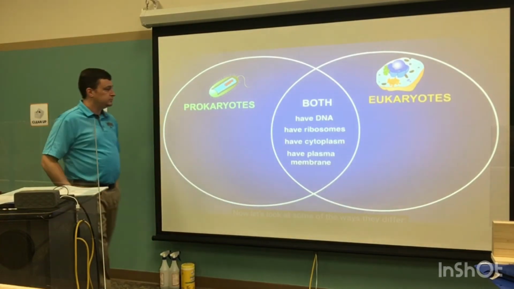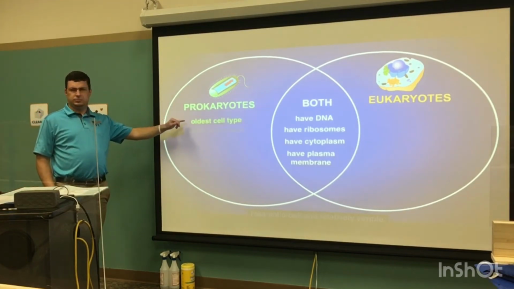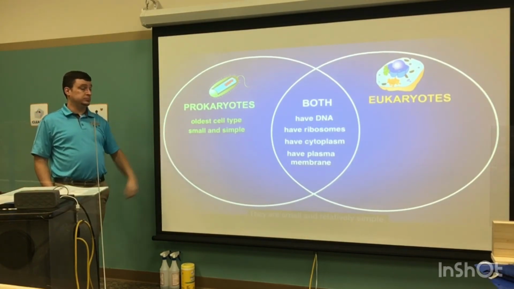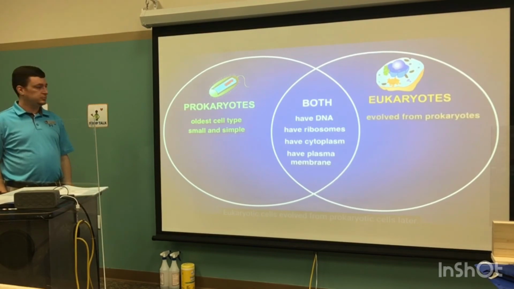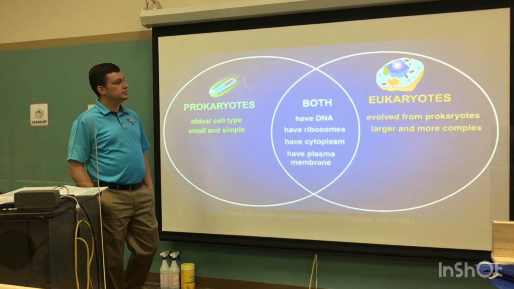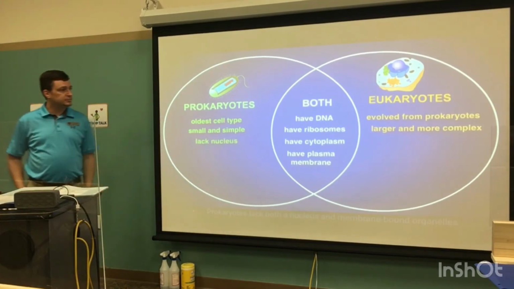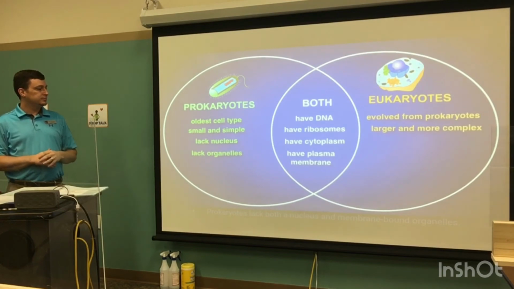All right. Now let's look at some of the ways they differ. Prokaryotic cells are the oldest type of cell. They're small and relatively simple. Eukaryotic cells evolved from prokaryotic cells later. They're larger and much more complex internally. Prokaryotes lack both a nucleus and membrane-bound organelles. Eukaryotic cells have a nucleus and also contain organelles.